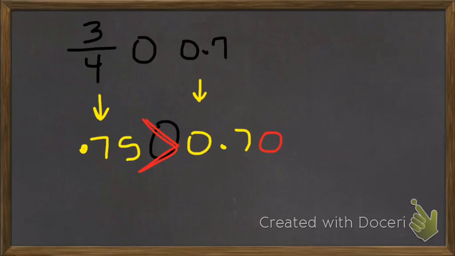Now changing 3/4 to a decimal, they should know 3/4 is 0.75 because it takes 4 quarters to make a dollar, and if you only have 3 quarters, then you only have 75 cents. But if they forget, then they need to divide 3 divided by 4.